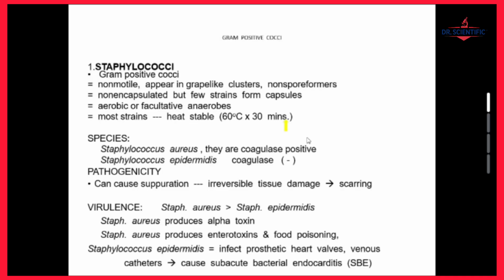So that alpha toxin is very poisonous to us, and it also produces what we call enterotoxins and the famous food poisoning. When you hear people talk about food poisoning, the bacteria that is most responsible for that is Staphylococcus aureus. It is the most responsible bacteria for food poisoning because it produces enterotoxins, which are poisonous and injurious when we eat.